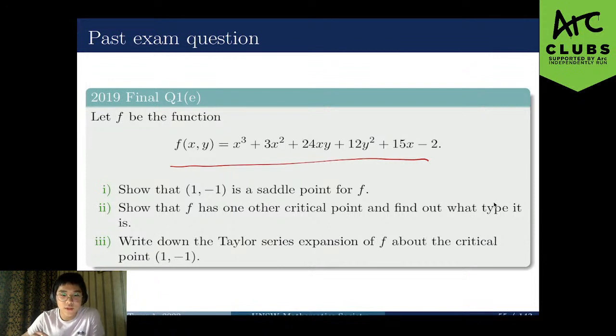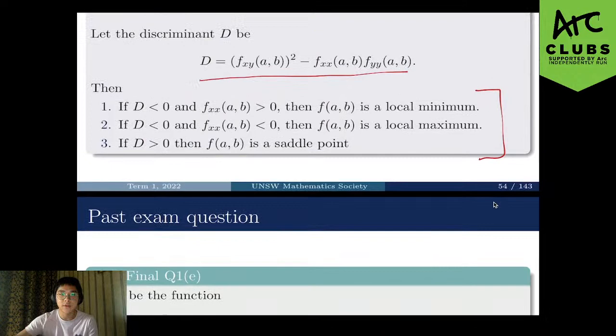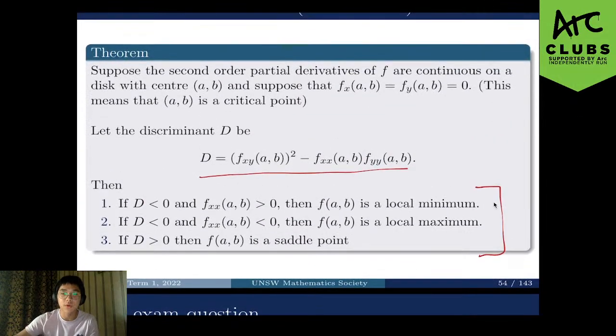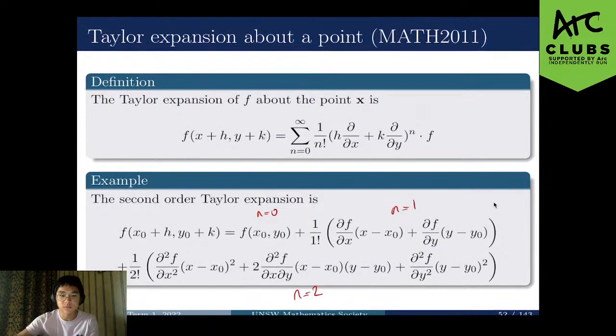The second part is show that f has one other critical point and find out what type it is. We know that critical points exist when the gradient of f is equal to 0. So we're just going to have to find the gradient of f, set it to 0, and see what other point we get. To find out the type, we're just going to sub the point into the second derivative test to find the discriminant, and then we'll know what it is. And the third part, write down the Taylor series expansion of f about the critical point (1, -1). So we're going to calculate the first, second, maybe third order partial derivatives of the function, and then sub them into this formula to find the expansion.